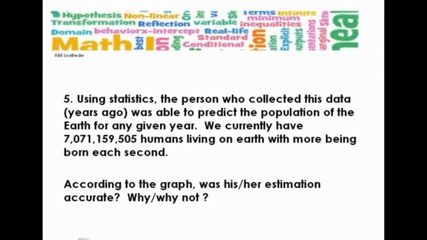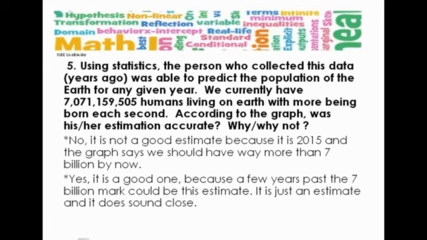Why or why not? Now, I do remind the students that this is an interpretation of an estimate. And so, of course, they're going to answer yes or no, but the kicker is they have to justify why or why not. So one student says, no, it's not a good estimate because it is 2015, and the graph says we should have way more than 7 billion by now. And another student says, yes, it is a good estimate because a few years past the 7 billion mark could be this estimate. It is just an estimate, and it does sound close.